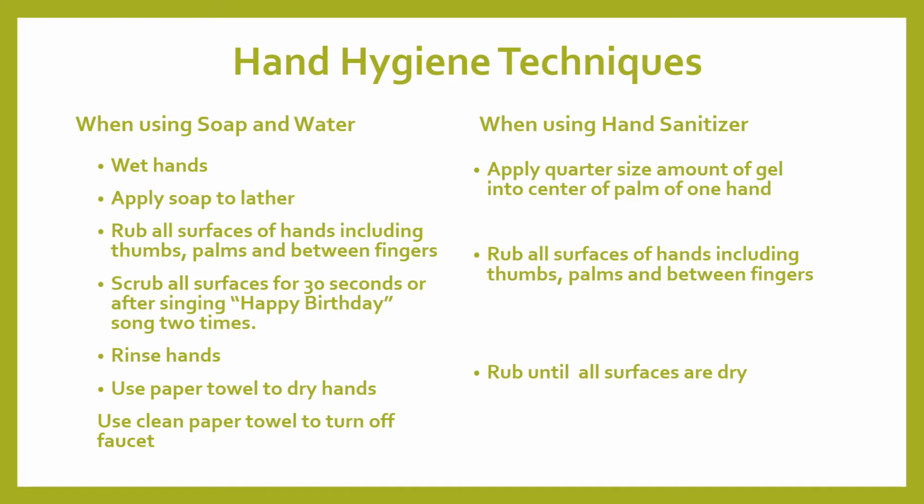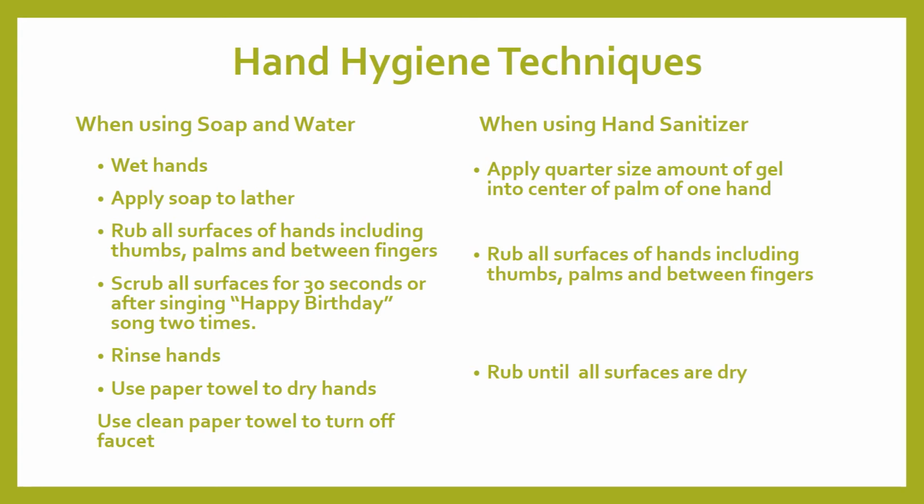Hand hygiene techniques. The use of proper hand hygiene techniques is essential to prevent the spread of infection. When using soap and water, wet your hands, apply soap to a lather, and rub all surfaces of your hands, including your thumbs, your palms, and between your fingers. Scrub all surfaces for 30 seconds or for the amount of time that it takes to sing Happy Birthday 2 times.